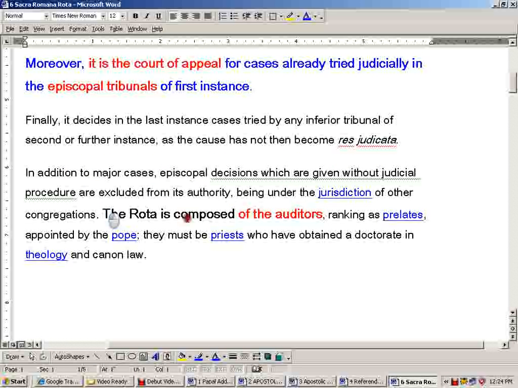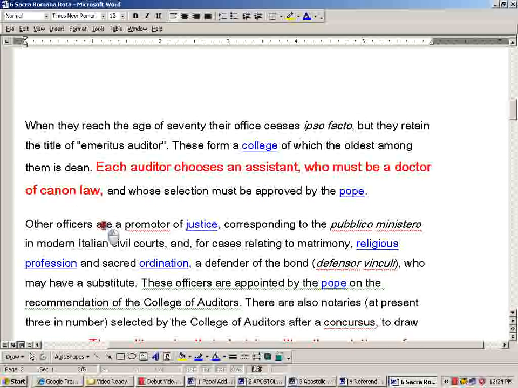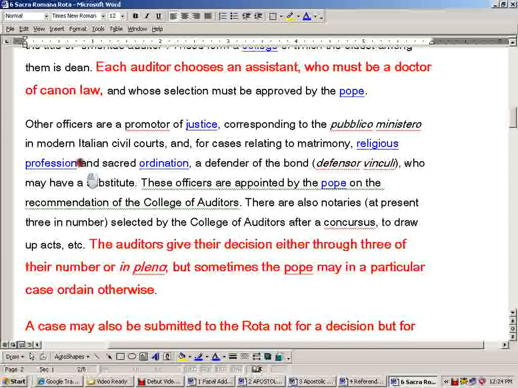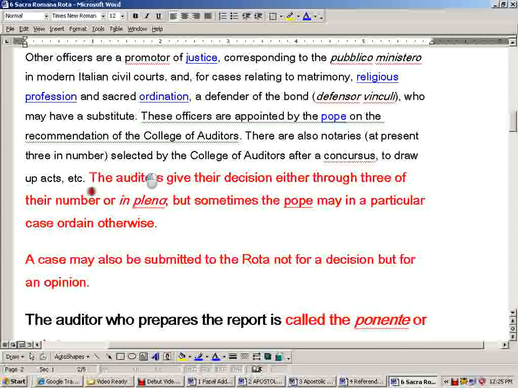The Rota is composed of the auditors. They call them auditors. Each auditor chooses an assistant who must be a doctor of canon law. That would be like a law clerk. So that's who the chancellor could be, because we saw on the other page, they talk about the referendary being a law clerk of canon law, basically. The auditors give their decisions either through three of their members or in plenary, but sometimes the Pope may, in a particular case, ordain otherwise.